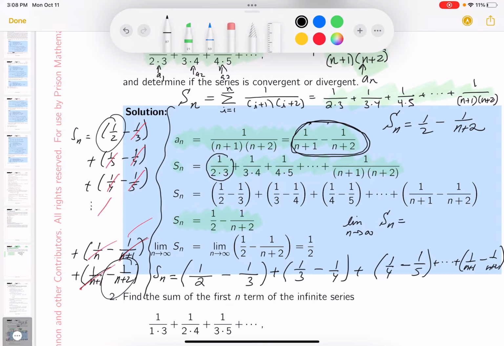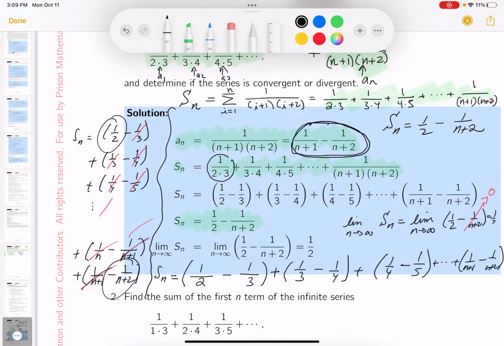Well, what's that going to be? That's going to be the limit as n goes towards infinity. n's an integer, by the way. 1/2 minus 1 over n plus 2. Well, I hope you realize looking at that something really nice happens with that. When n gets large, this term goes to 0 really quick. So what are you left off with? You're just left with 1/2. And that's the infinite sum.